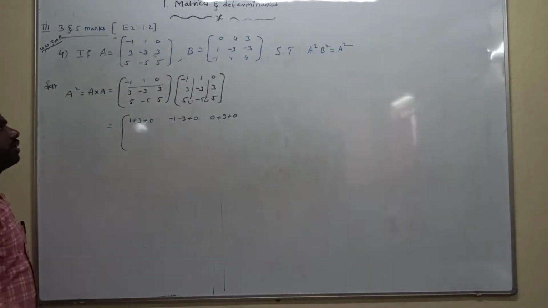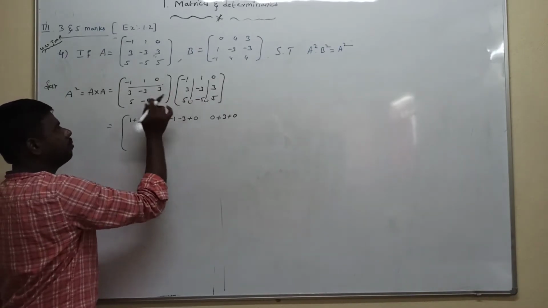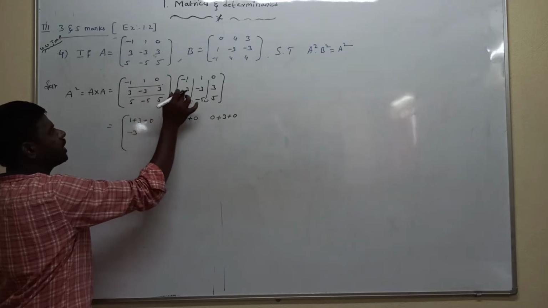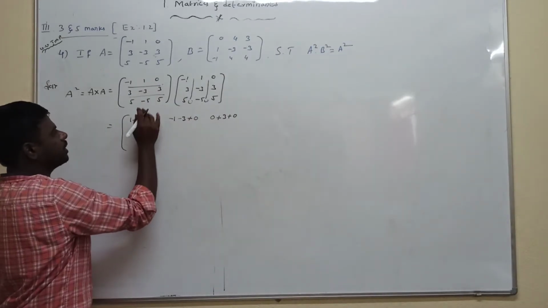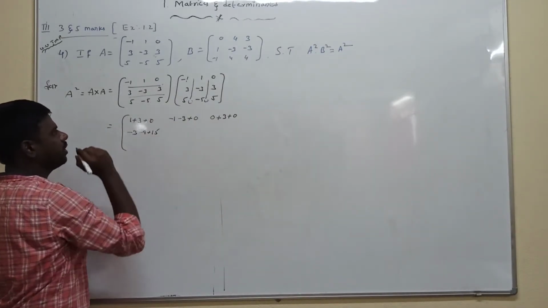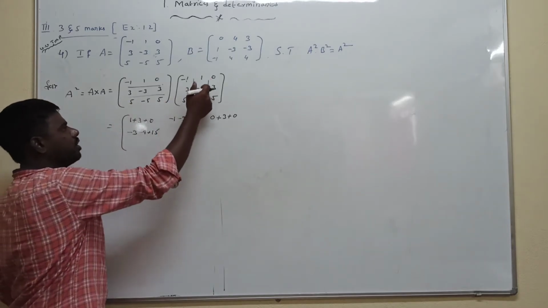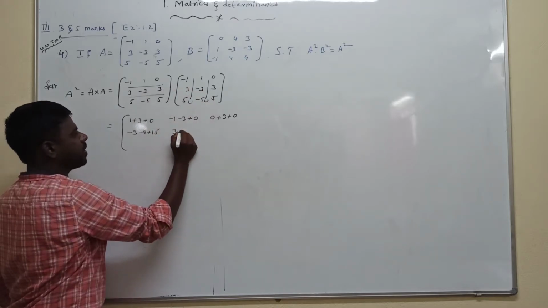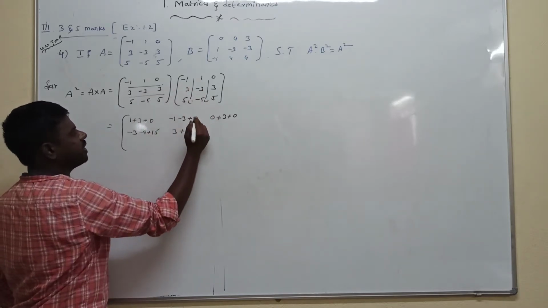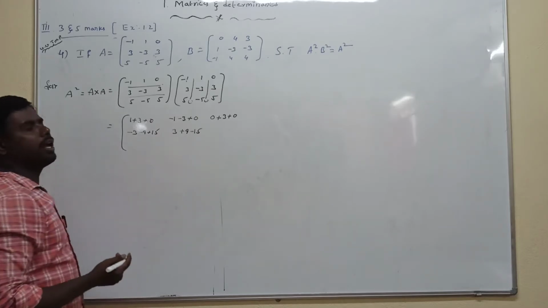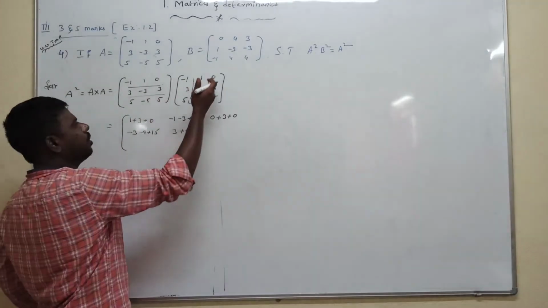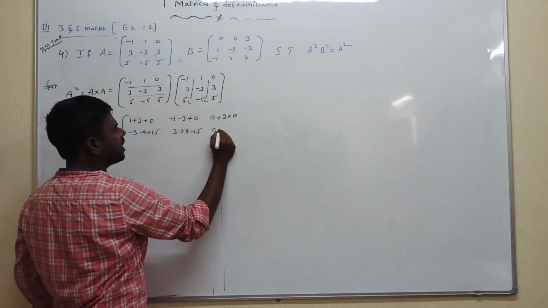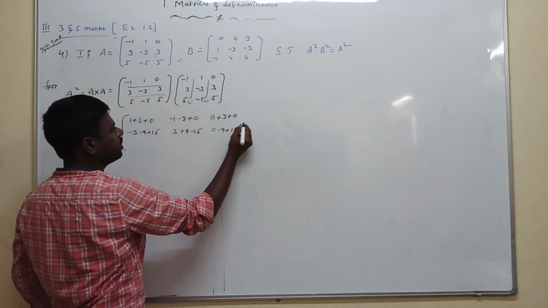Next product with second row and first column: 3 into minus 1 is minus 3, minus 3 into 3 is minus 9, plus 3 into 5 is 15. Next, second row, second column: 3 into 1 is 3, minus 3 into minus 3 is plus 9, 3 into minus 5 is minus 15. Next, second row and third column: 3 into 0 is 0, minus 3 into 3 is minus 9, plus 3 into 5 is 15.